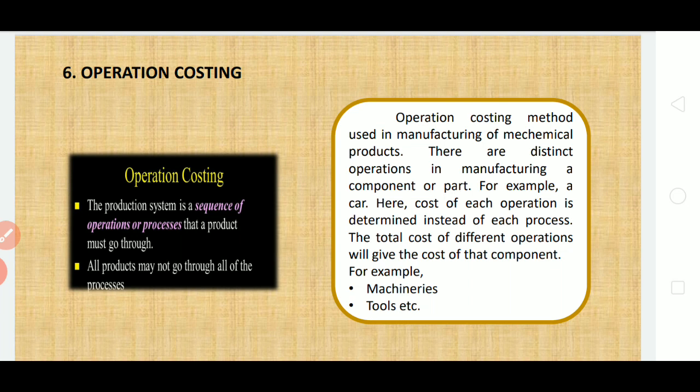Here the cost of each operation, that means the cost of each component, is determined instead of each process. The cost of different operations will give the cost of that component. First you will find out the cost of each operation, that means the cost of each component, and then you will add the total cost of all those components, and ultimately you will find out the cost of your product.